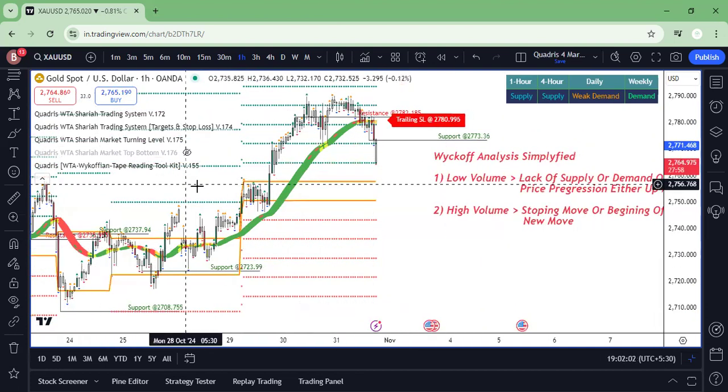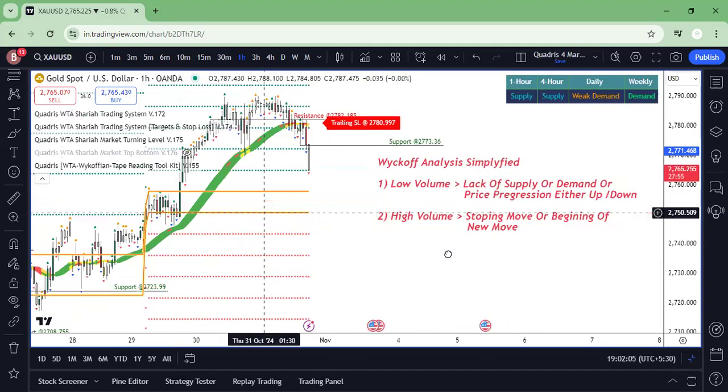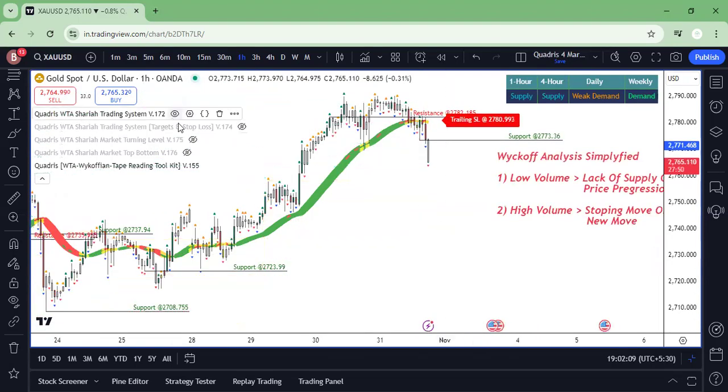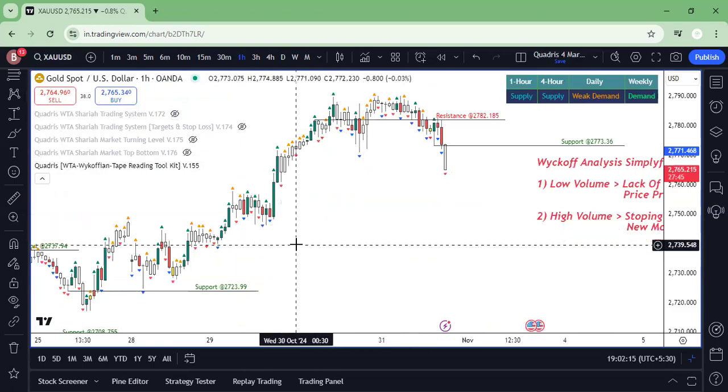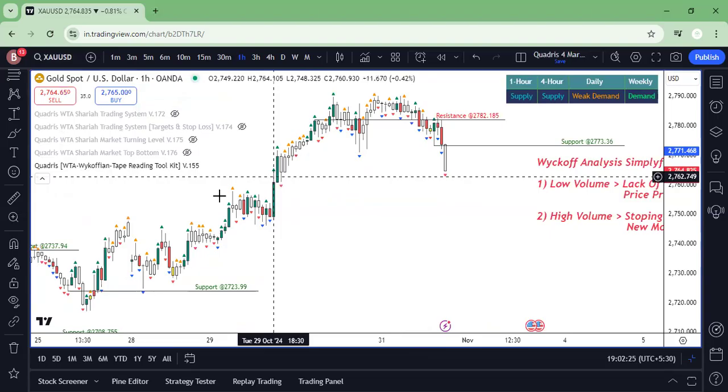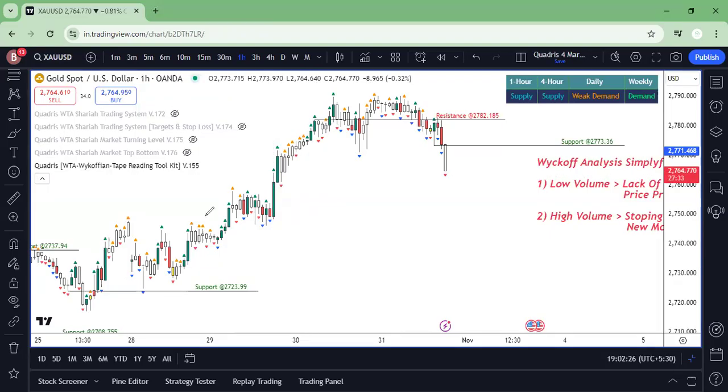So now the top one, Wyckoff tape reading toolkit version 155. This is something which I have developed keeping in mind the tape reading which Wyckoff used to do, based on my understanding of his work. The main essence of the tape reading toolkit version 155 is simple.